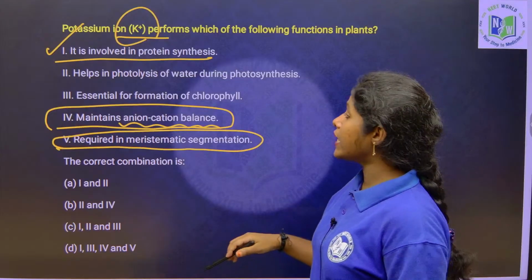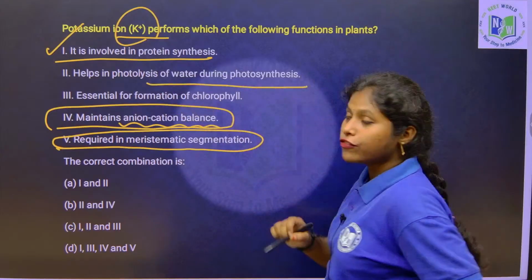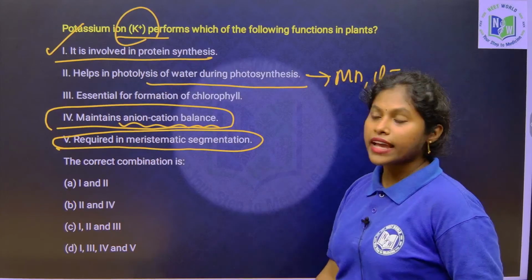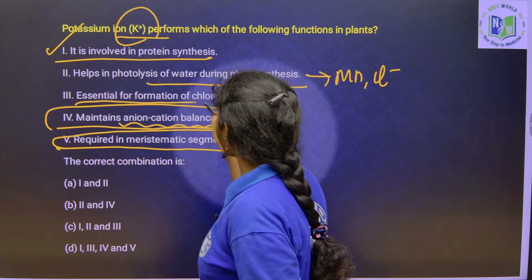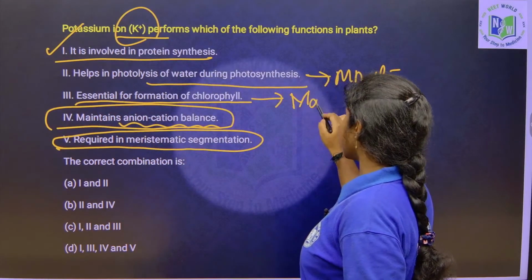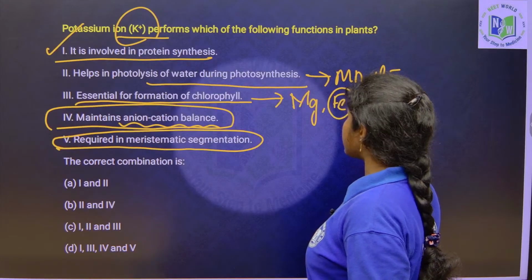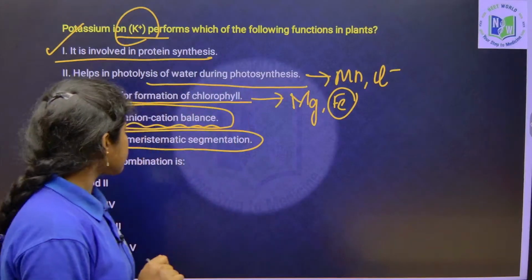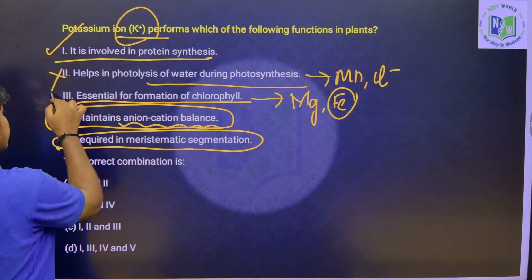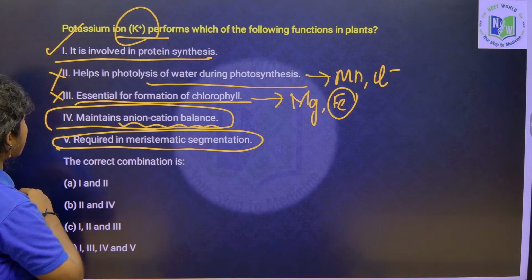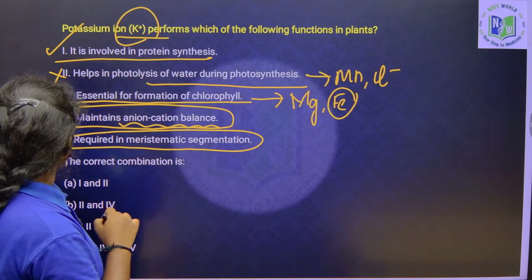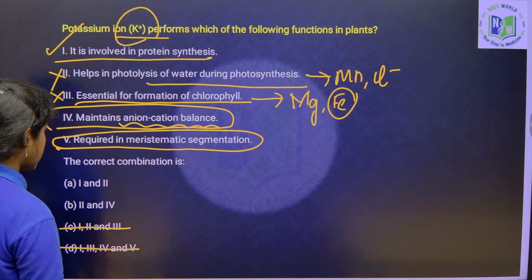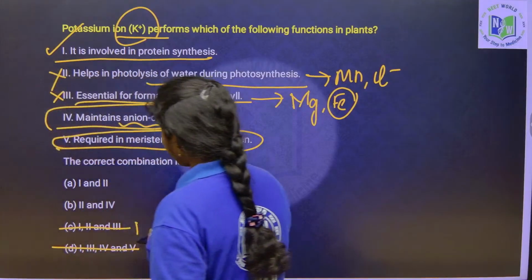So see the next, the second one: helps in photolysis of water during photosynthesis. Which mineral element is required, students? Manganese and chlorine, right? And essential for formation of chlorophyll is magnesium, and iron is the functional element for chlorophyll formation, right? So here the options with 2 and 3 are wrong, so we have to eliminate the answers in which 2 and 3 are present. So eliminate 2, here 3 is present, we have to strike out these 2 options.